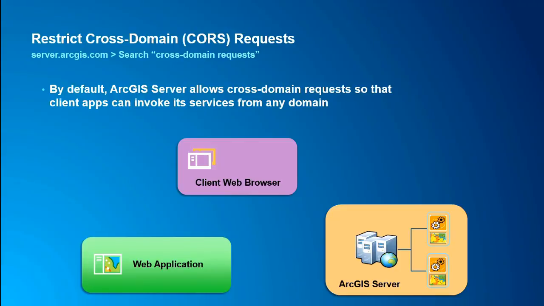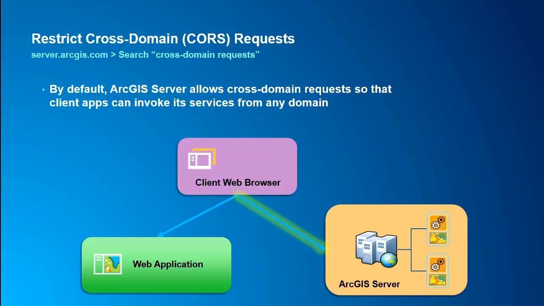Okay, so cross-origin resource sharing is kind of a murky concept. It had a rough early life cycle in the Internet of Things. It is the concept whereby a client browser makes a request to a web application, and that web application or that client browser then makes a subsequent request to a service. This is basically how all of your applications are currently working. If you have a JavaScript API application, a Flex application, a Silverlight application, that's how this is all happening.